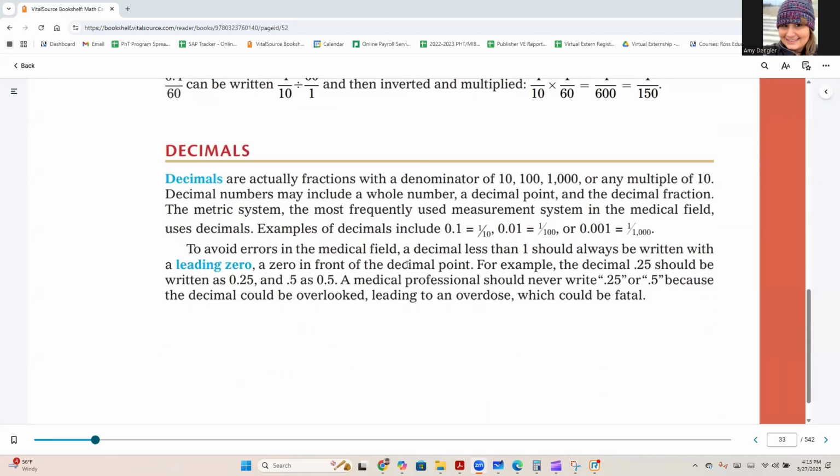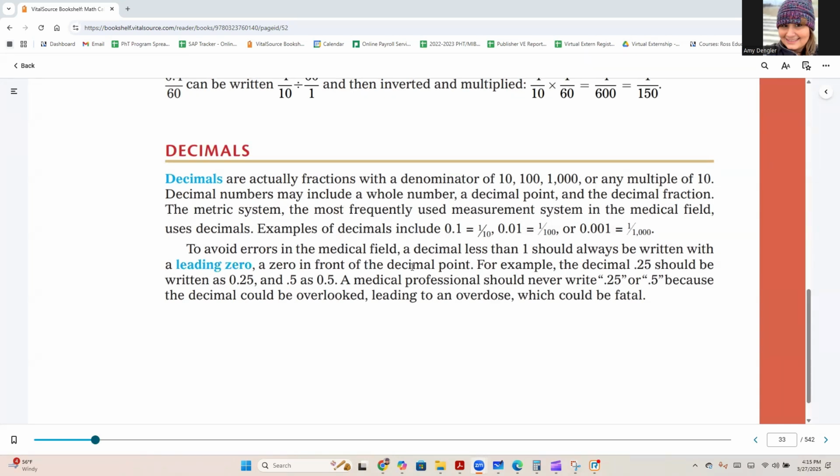Decimals are actually fractions with a denominator of 10, 100, or 1,000, or any multiple of 10. Decimal numbers may include a whole number, a decimal point, and the decimal fraction. The metric system, the most frequently used measurement system in the medical field, uses decimals. Examples of decimals include 0.1, which equals 1/10, 0.01, which equals 1/100, or 0.001, which is equal to 1/1,000.